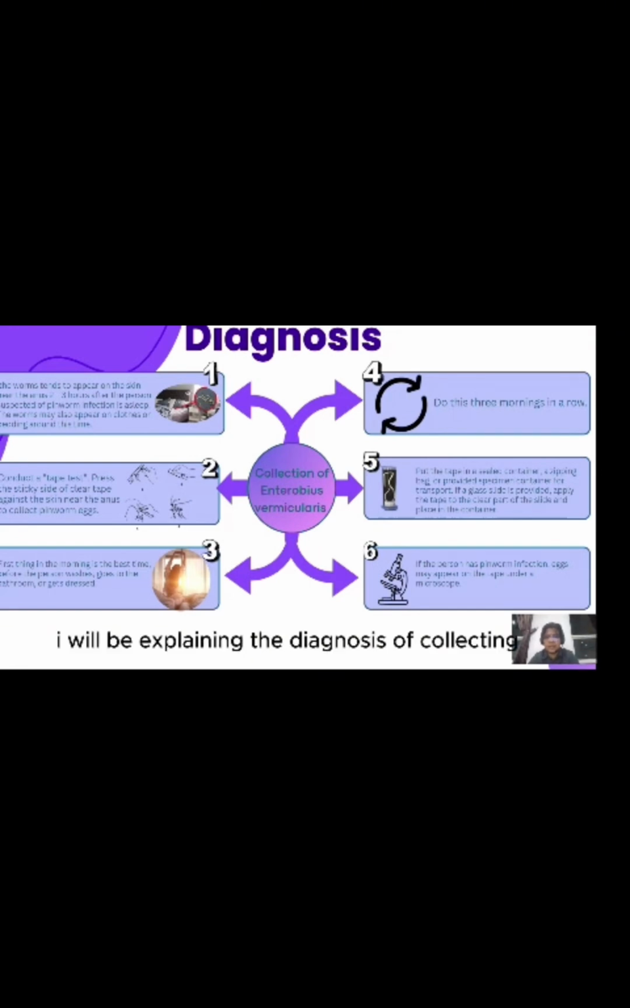In this slide, I will be explaining the diagnosis of collected samples of Enterobius vermicularis. Like I said, at night, the worm tends to appear on the skin near the anus 2 to 3 hours after the person suspected of pinworm infection is asleep. The worm may also appear on clothes or bedding around this time. Then, conduct a tape test.